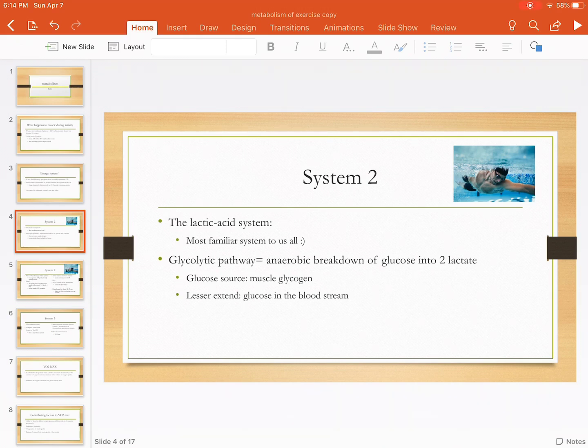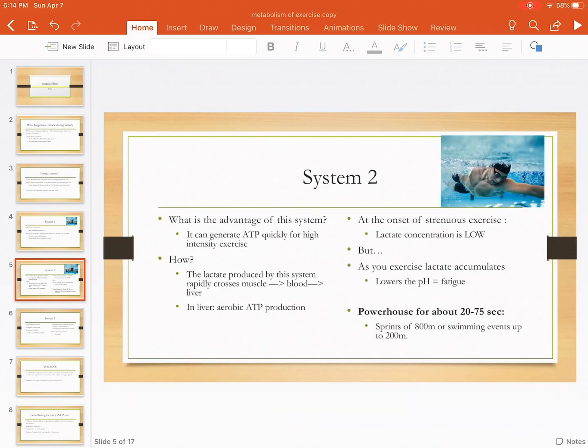That's why I have put a photo of a swimmer here, so you guys will make the association. So the advantage of this system is that it can generate ATP very quickly for high intensity exercises. Again, swimmers. The lactate that is produced by this system rapidly crosses the muscle, and it goes to bloodstream, and then it goes to liver, where in the liver can produce the aerobic ATP, and aerobic ATP is high intensity ATP that we can utilize, and all that good stuff.